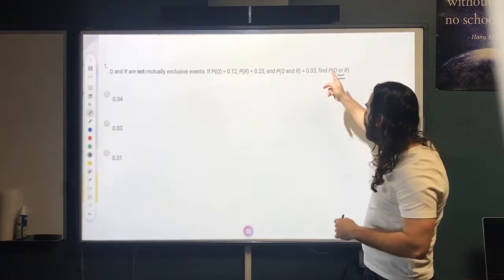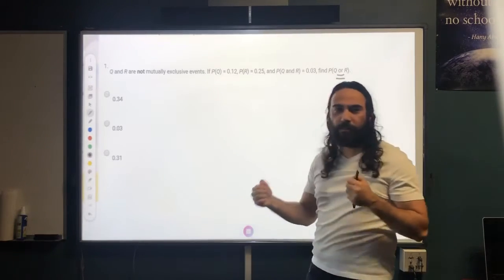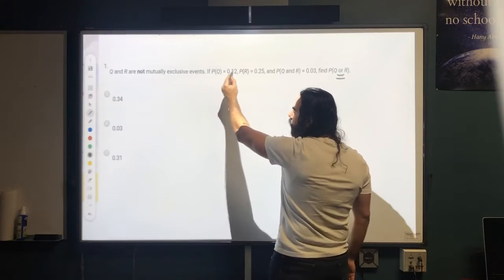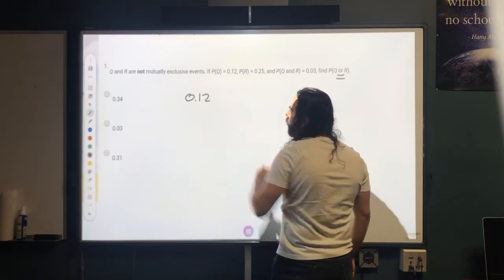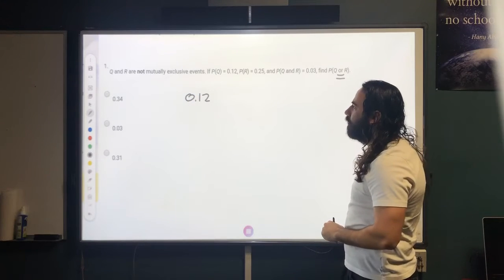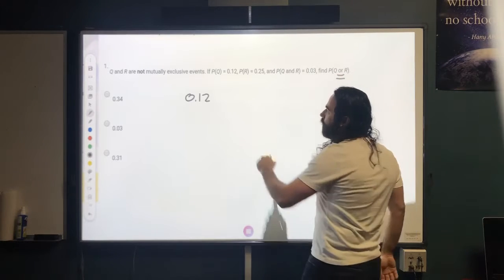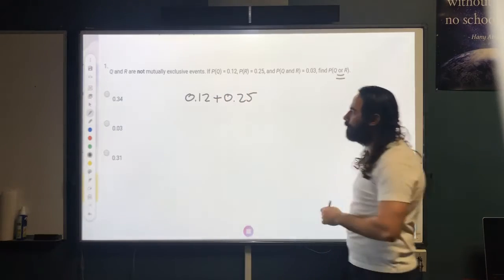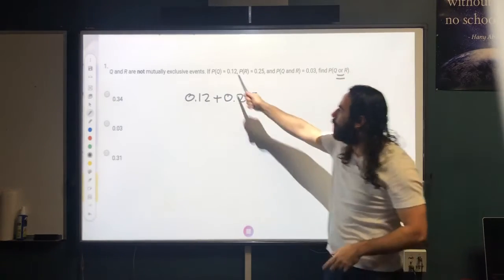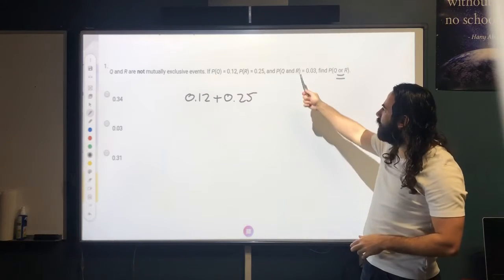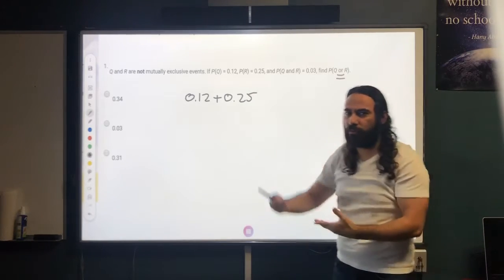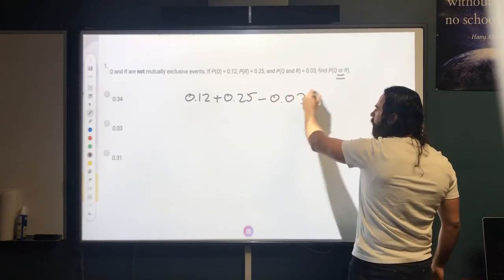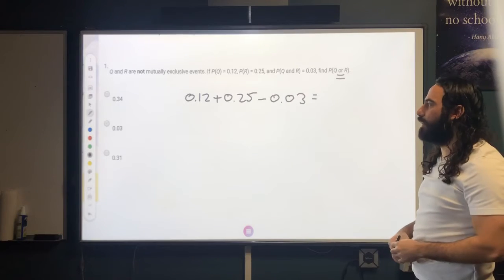We learned that if we have OR, we need to add the probabilities. So let's begin. So we have the probability of Q, which is 0.12, okay? Or the probability of R, which is 0.25, so we add the 0.25 because he wants OR, Q or R. And because we have something in common, I don't want to count also the common ones, so I subtract minus 0.03. And here we will get the answer.